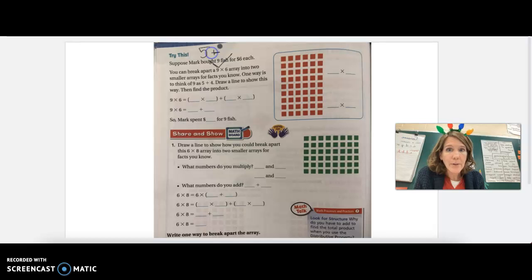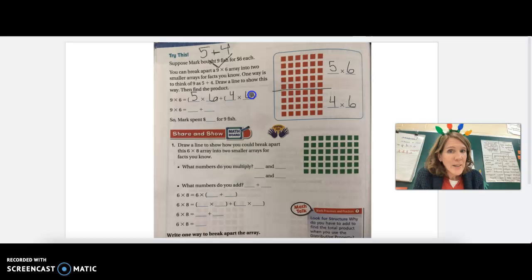So let's break that big number into smaller. Okay, so we're going to take 1, 2, 3, 4, 5. Boom. And 1, 2, 3, 4. So this array up here would be 5 times 6. And this array down here would be 4 times 6, right? So this whole big array is 5 times 6 plus 4 times 6. Did I say plus or times? Sorry. Okay, so 9 times 6 is equal to 5 times 6 plus 4 times 6.